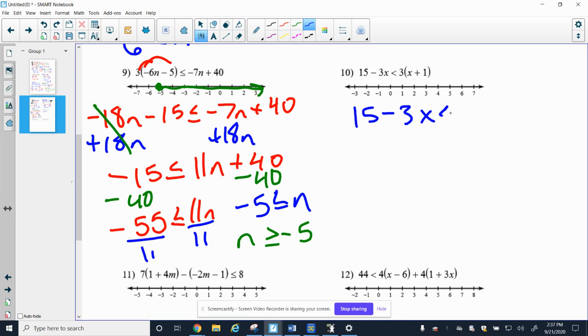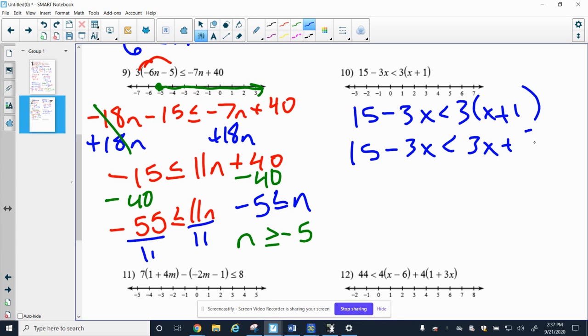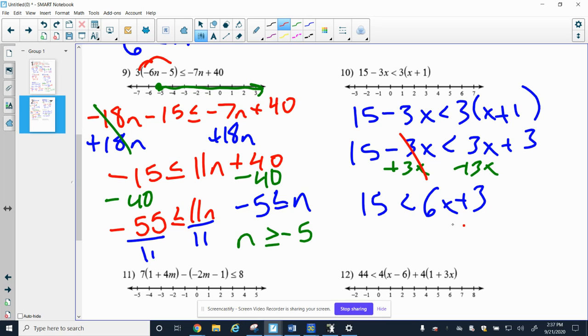All right, let's see how we did. We'd first distribute to multiply the 3 to both. You have 15 minus 3x is less than 3x plus 3. The smaller x in this one would be the negative 3x. So we would add 3x on both sides. That's gone. Now we'd have 15 less than 6x plus 3. Subtract 3 on both sides. 12 is less than 6x.